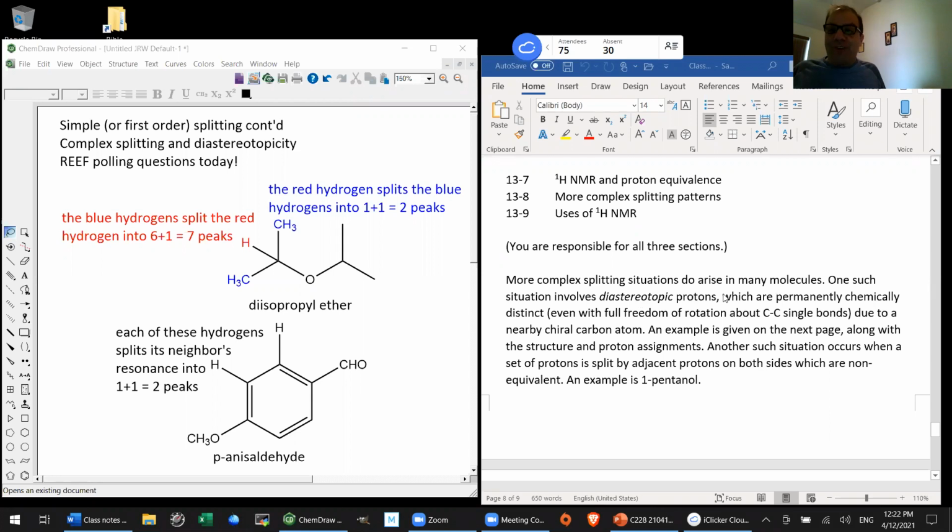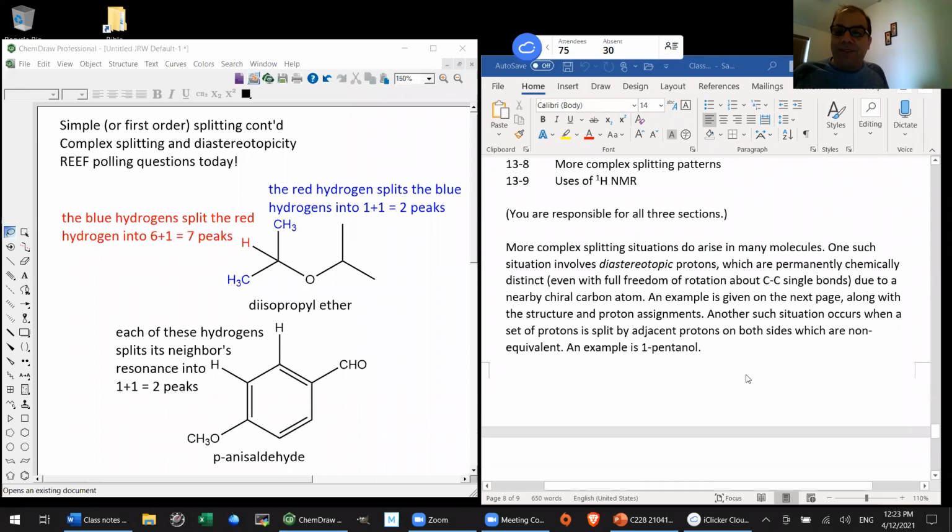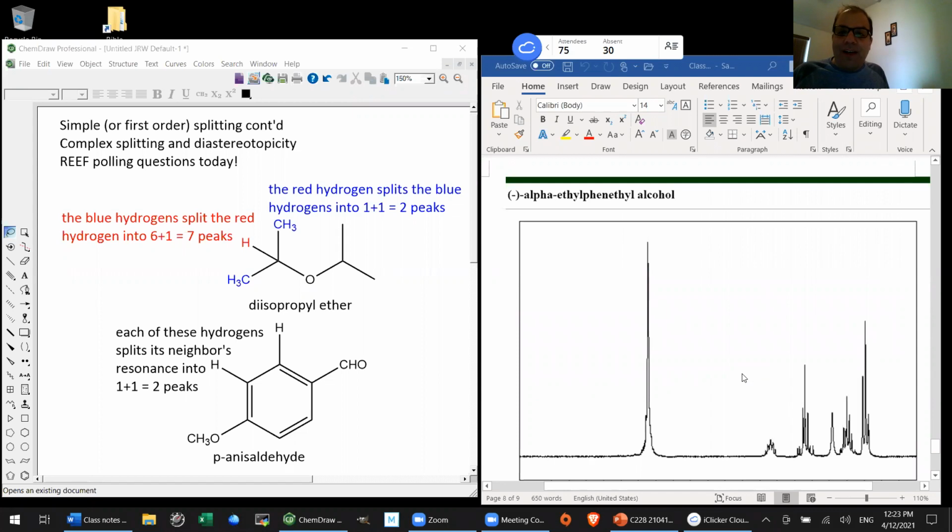That situation arises when you have 2 sets of hydrogens, usually 2, that at first, if you're not looking carefully, you'd think would be the same, like 2 hydrogens in a CH2, let's say. But when you examine the structure more closely, you realize that due to the presence generally of a chiral carbon somewhere close by, those 2 hydrogens in the CH2 are permanently chemically distinct. An example is this compound here, minus alpha ethyl phenethyl alcohol, which is a mouthful.